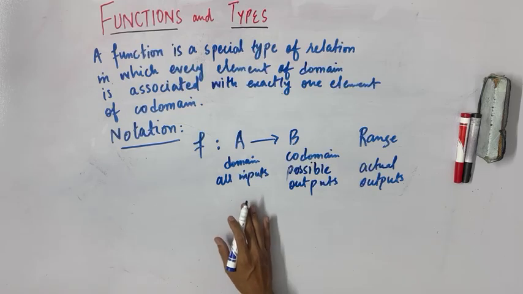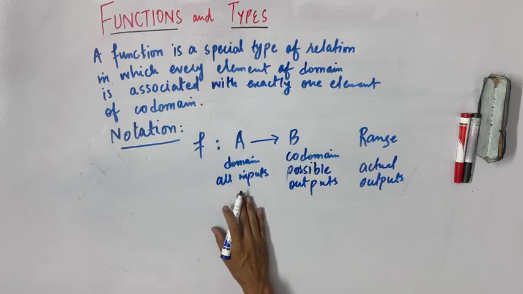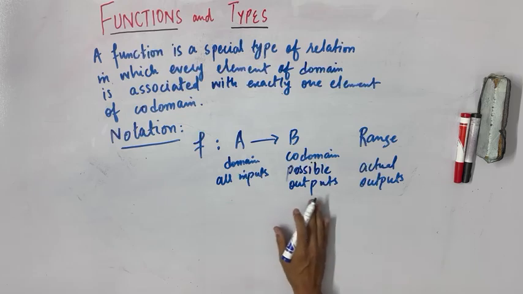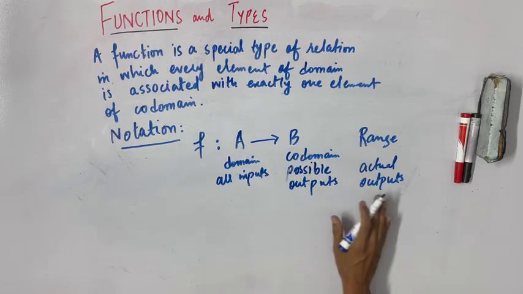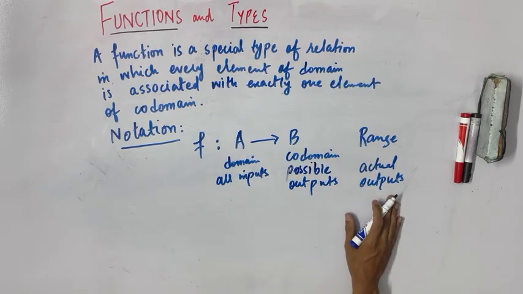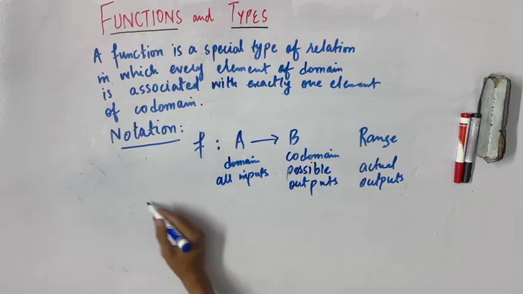Now we have discussed what is meant by domain, the set of all the inputs. Codomain is the set of all the possible outputs, and range is the set of actual outputs. Now let's take an example. For example, we have a relation over here.